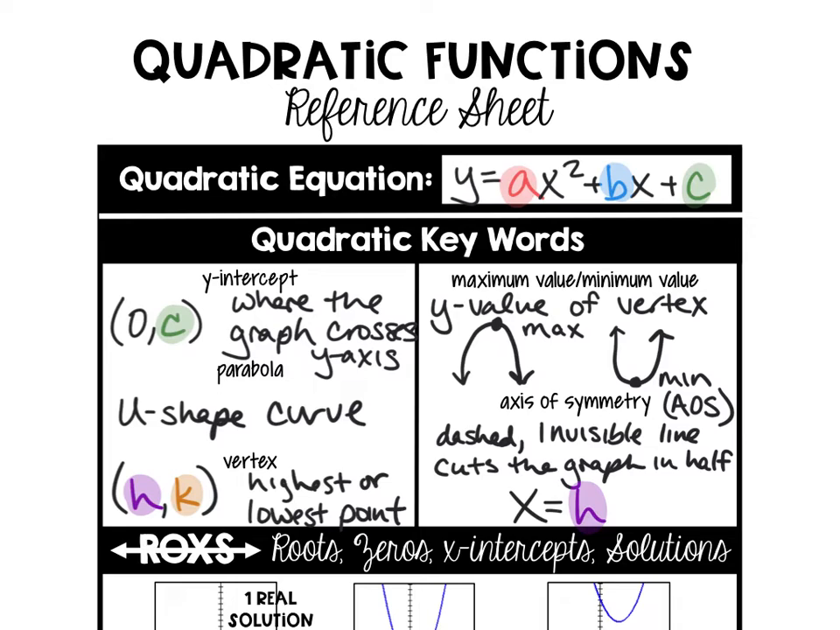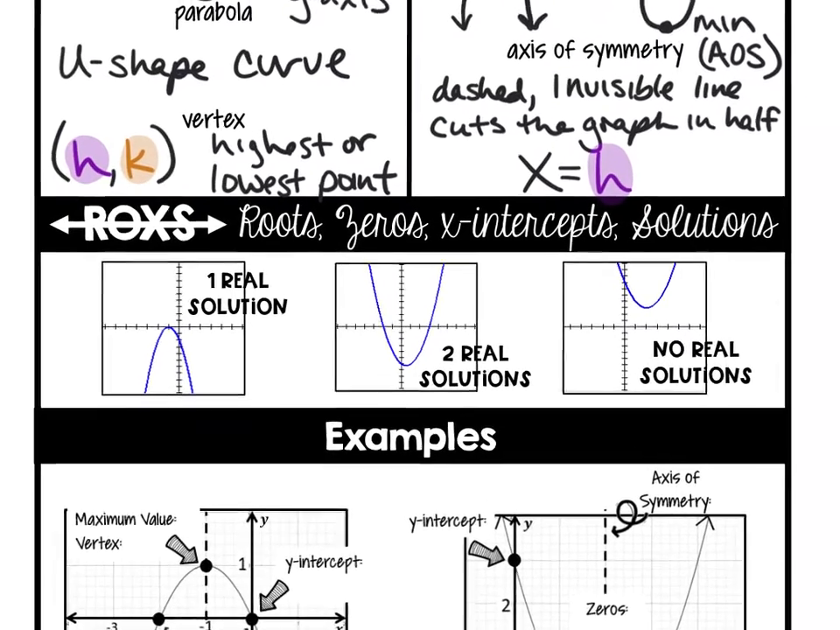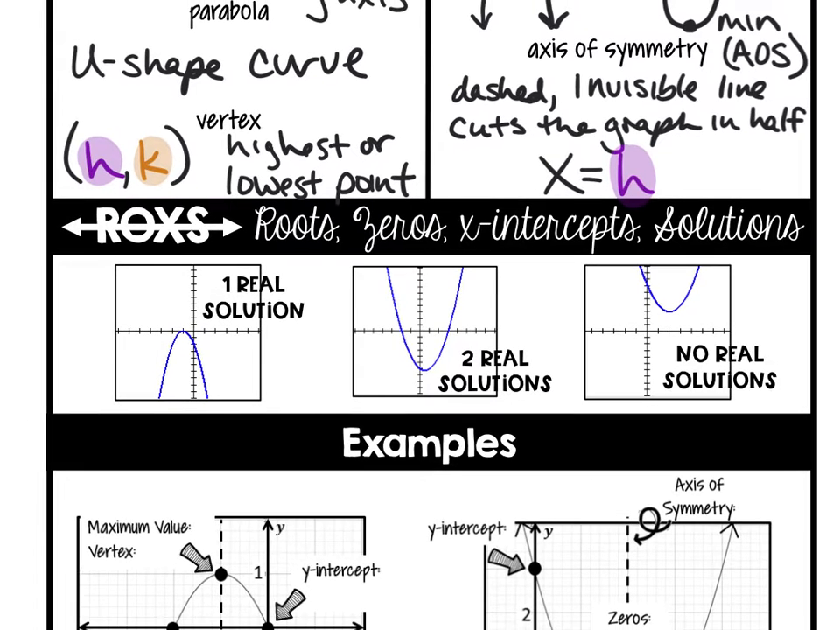Okay, parabolas have a lot of vocabulary associated with them, which is what we're trying to remember today. One of the most important things you can learn about a parabola are the roots, zeros, x-intercepts, and solutions. In Algebra 1, we called those the rocks. Does that sound familiar for you? Yeah, these roots, zeros, x-intercepts, and solutions are just the locations where the graph crosses the x-axis. So that's my rocks words.